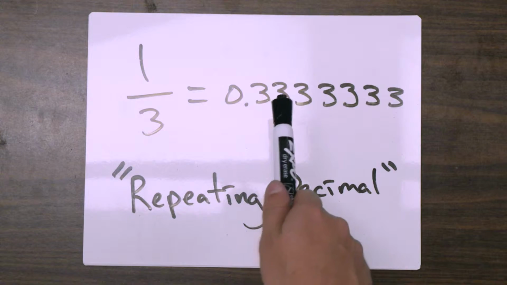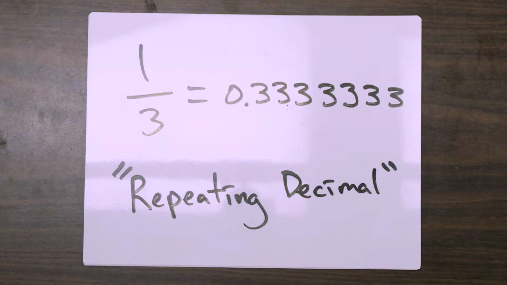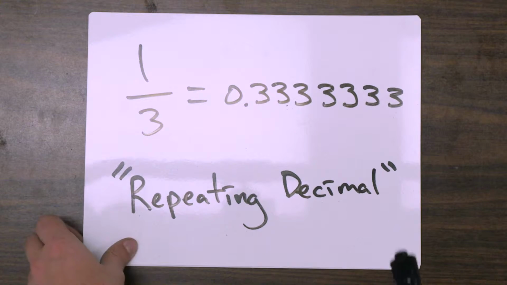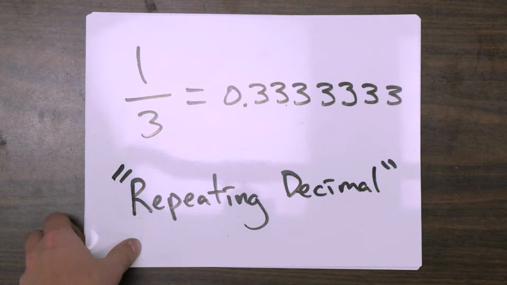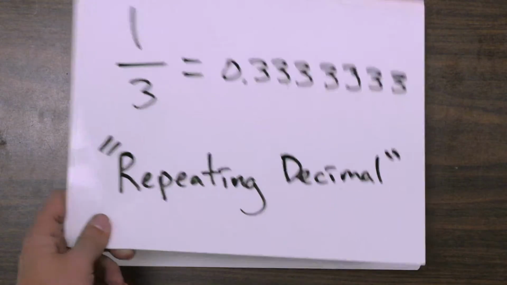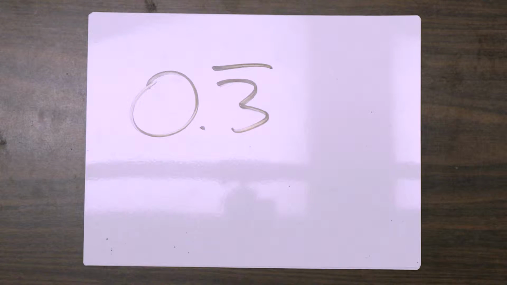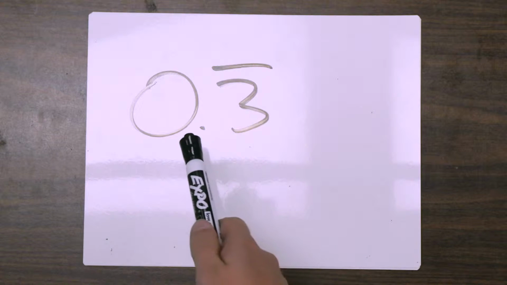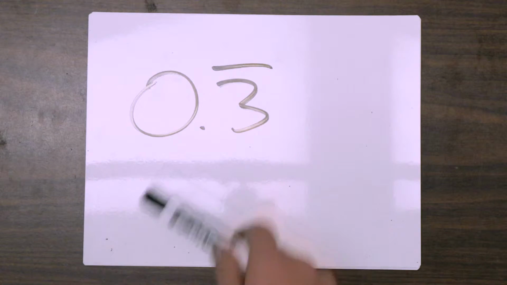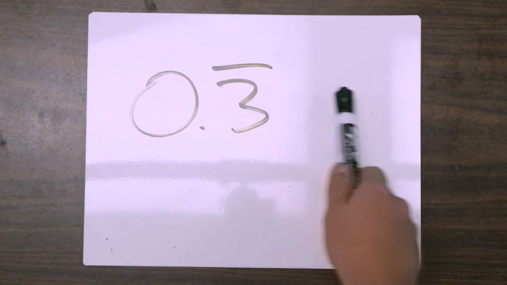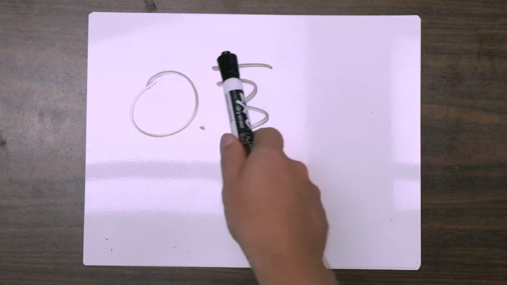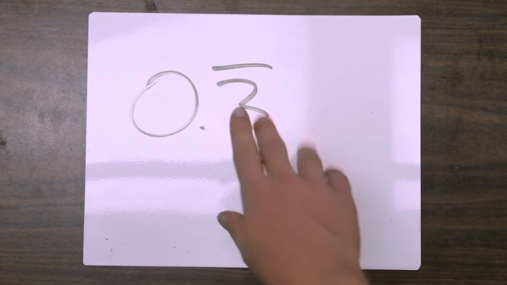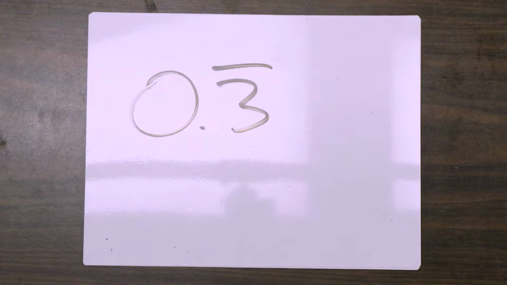But rather than write these 3's forever, we're going to simplify or condense this by writing it as a line over the 3. So what we're looking for is a pattern that occurs after the decimal point. And the pattern here was that 3's just repeated forever. So I write a line over the 3's, and this line tells me that these 3's go on forever, but I don't actually have to write them forever.